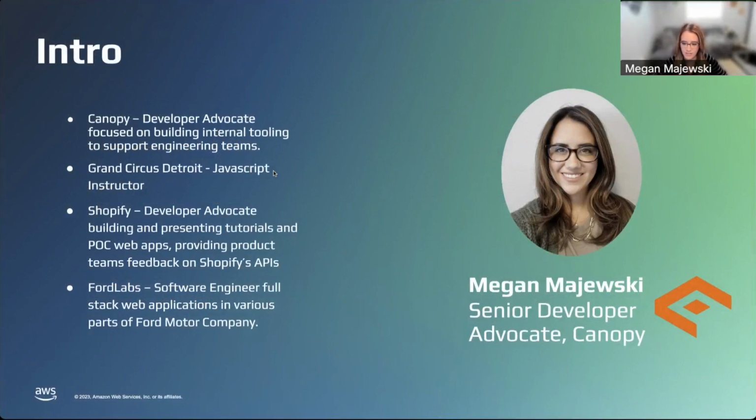I, as mentioned at the beginning, am a senior developer advocate at a company called Canopy, based out of Metro Detroit. Since I have this role that's a little bit different called developer advocate, I just wanted to maybe define a little bit what that means. A big part of my role is building internal tooling to help support internal engineering teams. So we don't have any open API or anything like that. Most of my work is focused on supporting our internal engineering teams and what they need. So I just wanted to clear that up a little bit. I know the developer advocate title is a little bit different.